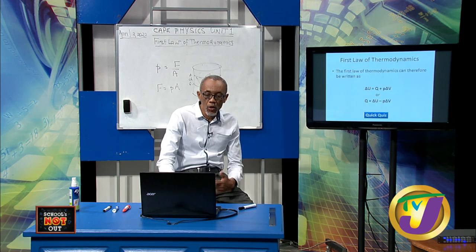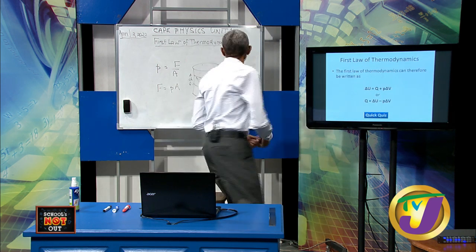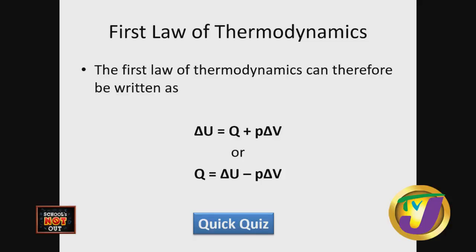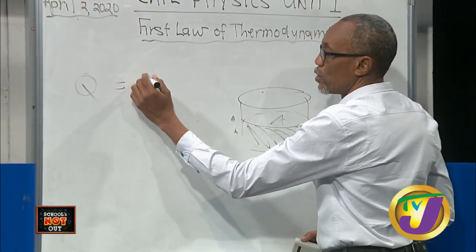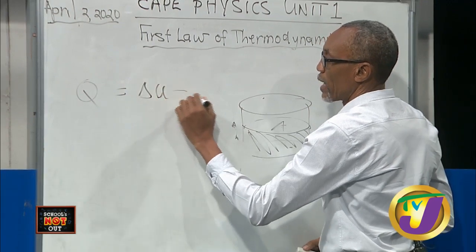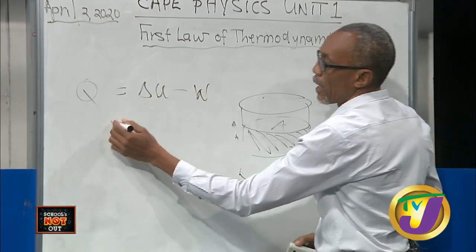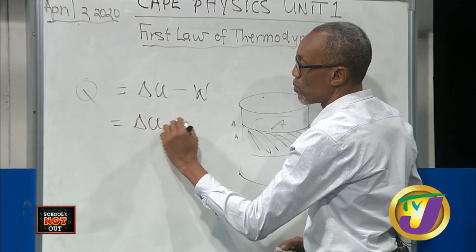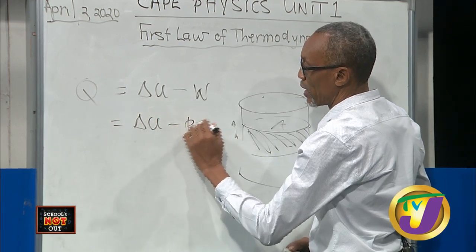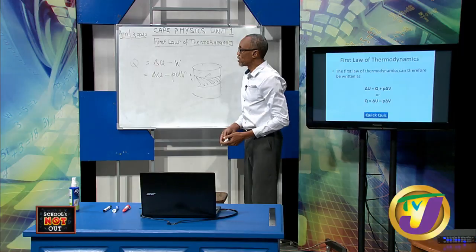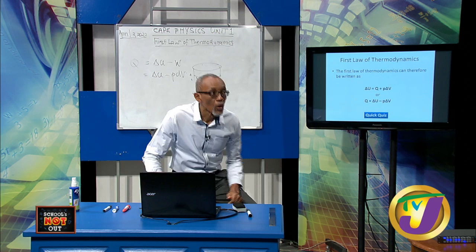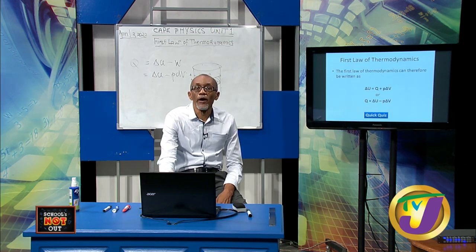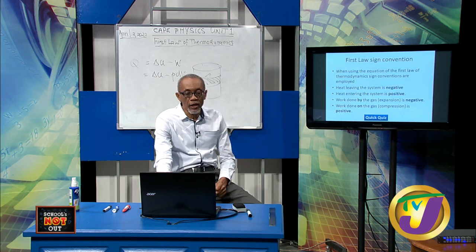All right. So we had this equation here. We said that Q is equal to delta U minus W. And so we can write this as delta U, and we said W is P dV, minus P times change in volume. All right? So we will move on.